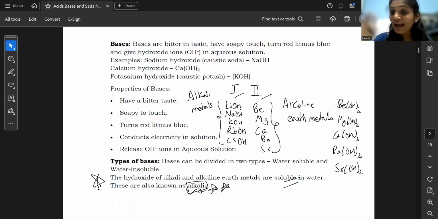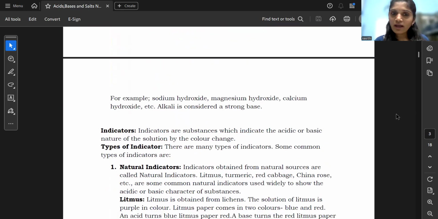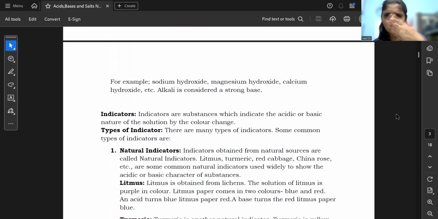Lithium hydroxide is an alkali. Magnesium hydroxide is an alkali. Copper hydroxide is not an alkali because copper does not belong to the first and second group of the periodic table, nor is copper hydroxide completely soluble in water. I hope you understood. You will not mess up in this part again. That is the reason I have written the elements which are there in the first group and second group, so that you don't make any mistake from the examination point of view. I have written here, for example, sodium hydroxide. This I have all explained.